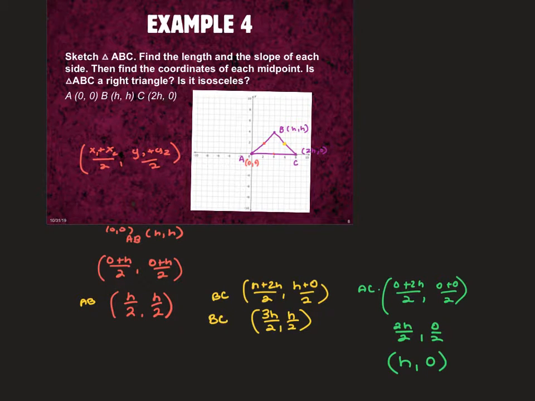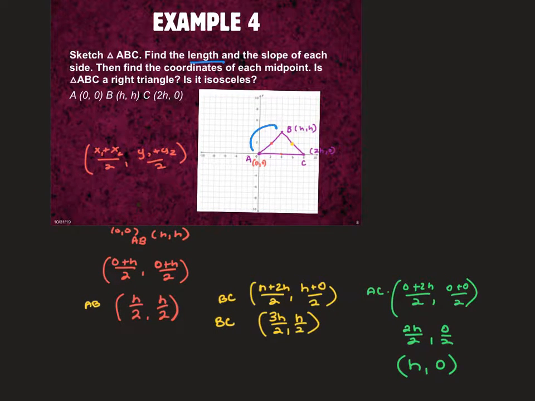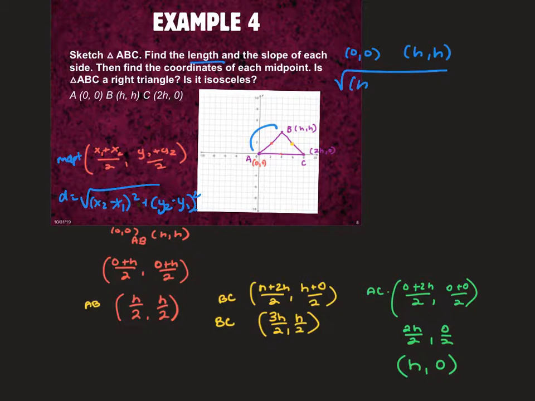Now, what I could have found before was the length of each side. So for this side, I'm going to find the length between 0, 0 and H, H, and I'm going to use the distance formula. So this is midpoint, and then distance is the square root of x2 minus x1 squared plus y2 minus y1 squared. So I'd get H minus 0 squared plus H minus 0 squared, H squared plus H squared, which is 2H squared underneath the square root. So I can take the H out. That would be H square root 2. That's AB.